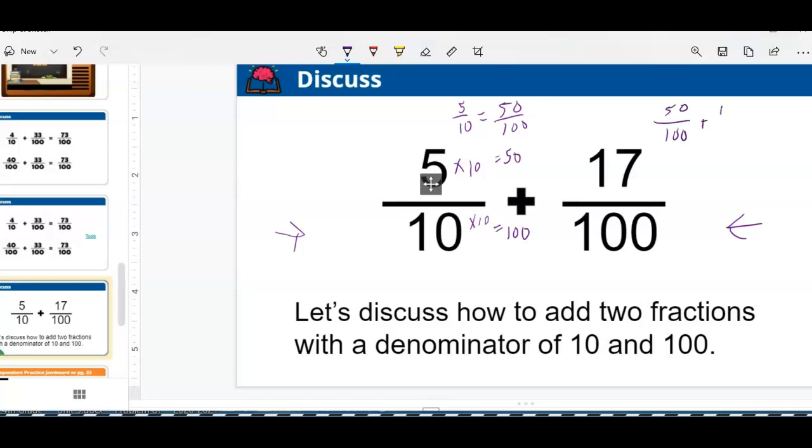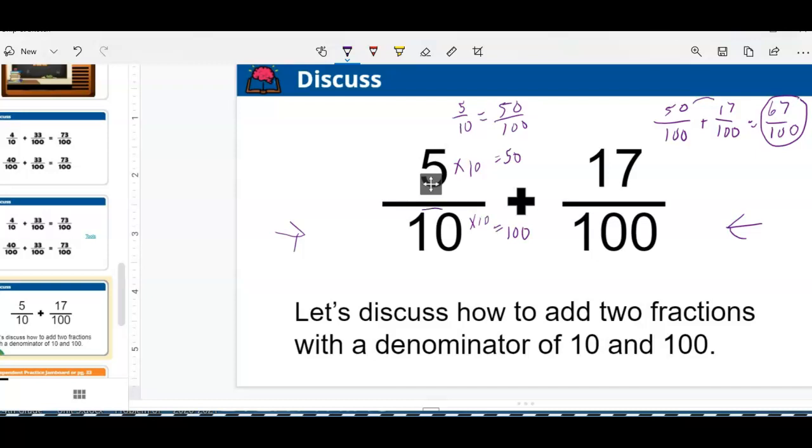When I do that, I'm going to change it here, 17 hundredths. Remember, the denominator is going to always remain the same when you add these fractions up. That's not going to change. The only thing we have to do is add the top 2. So 50 plus 17 is 67, and that is our answer, 67 hundredths.